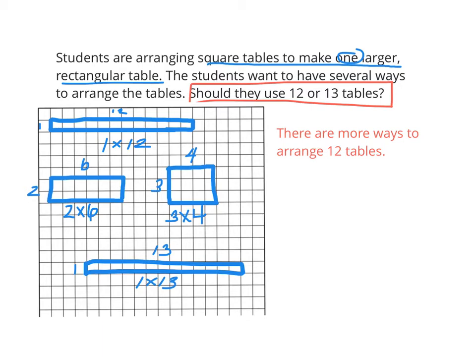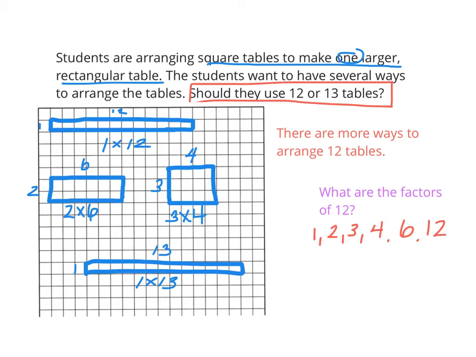So let's look back at the factors of 12. So we have 1, 2, 3, 4, 6, and 12. So what are the factors of 12? Well, again, we have 1, 2, 3, 4, 6, and 12.